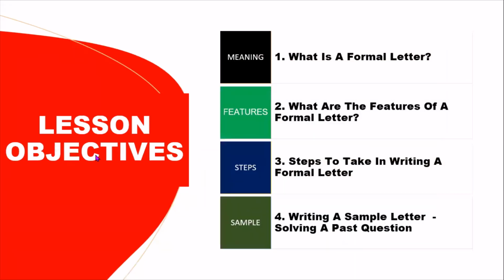Let's begin with the lesson objectives. At the end of this lesson, you should be able to explain the following. 1, what is a formal letter? 2, what are the features of a formal letter? 3, steps to take in writing a formal letter. And 4, writing a sample letter by solving a past question. Okay, so these are the objectives we want to achieve in this lesson.